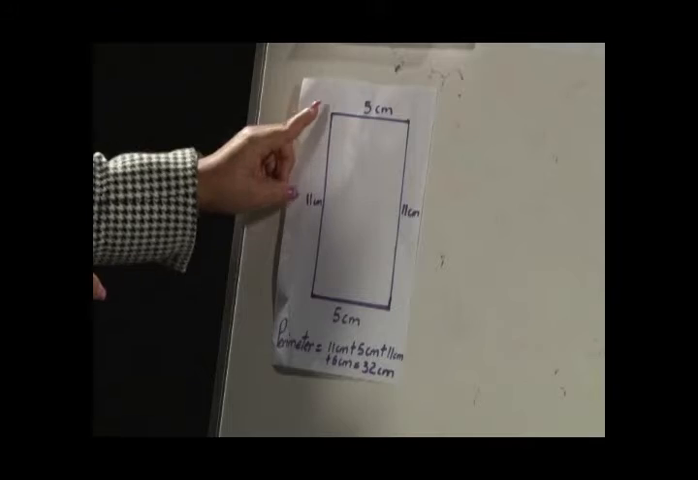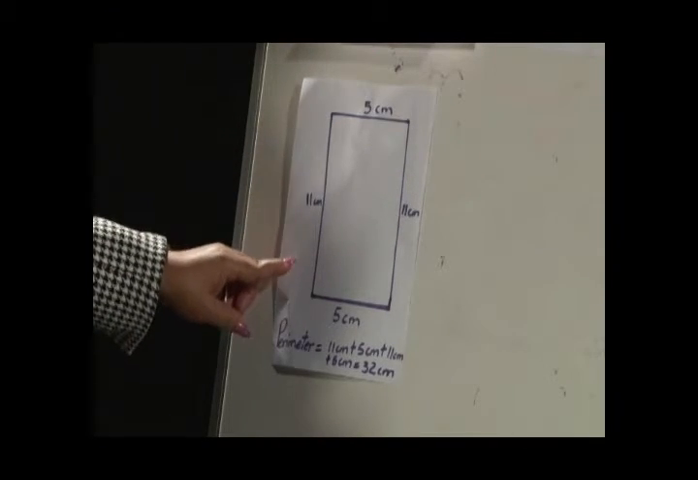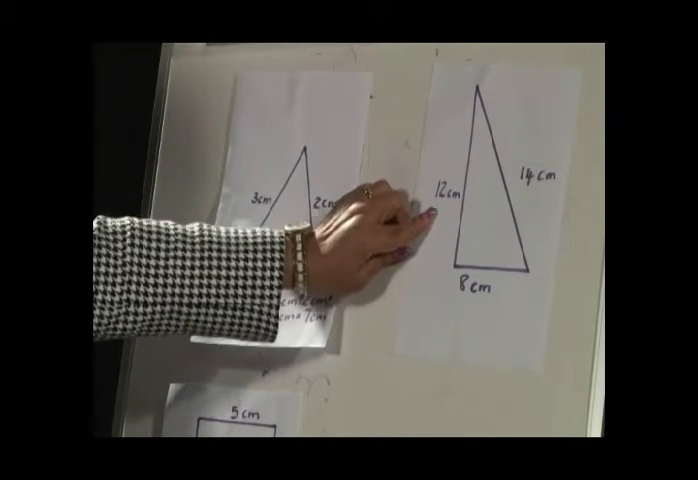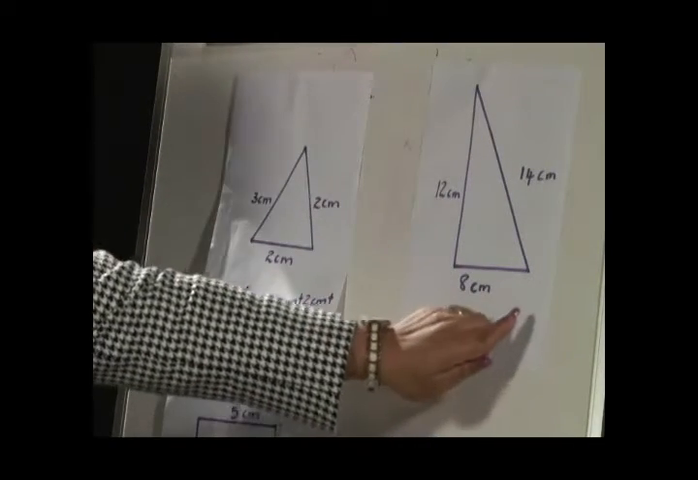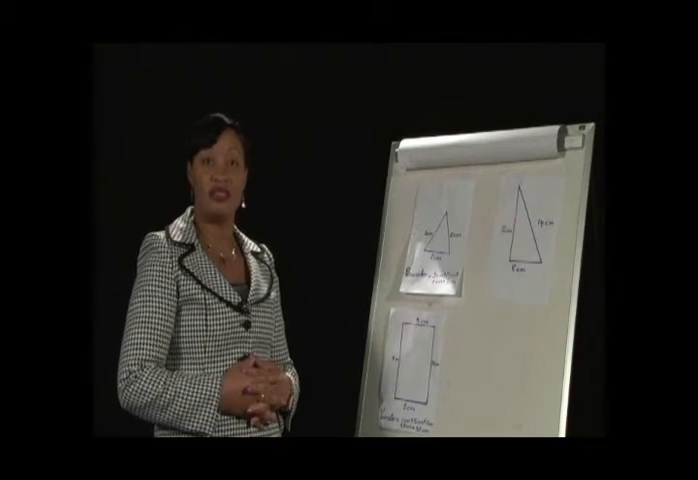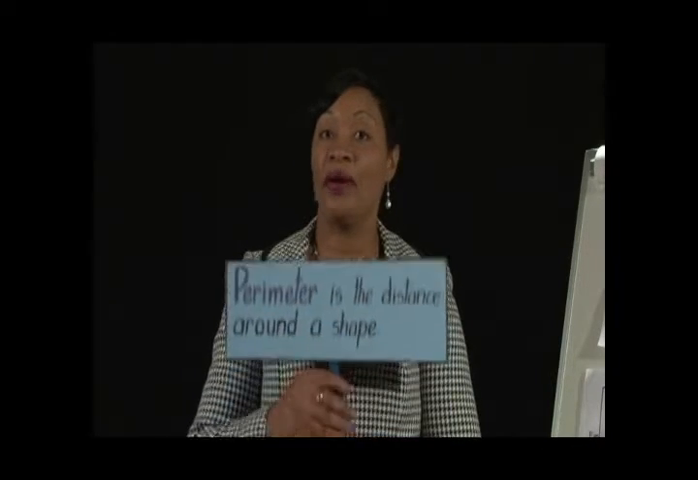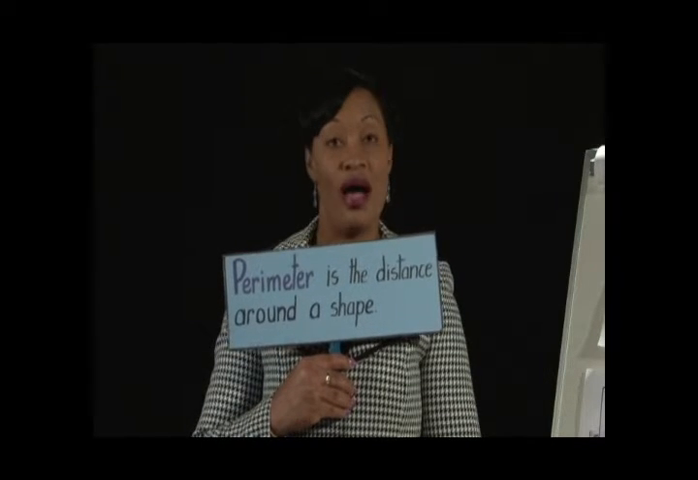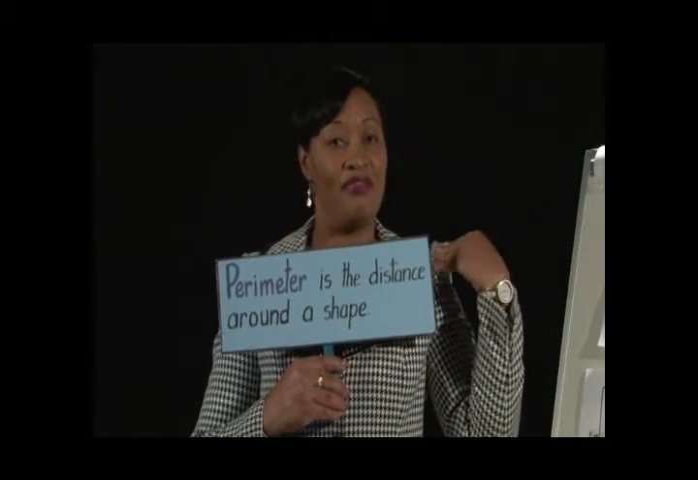I have done another one here for you. Now over here, I'd love for you to work on your own and find the perimeter of this triangle. Remember, perimeter measures the distance around. Is there a smart boy or girl out there who can remind me of what perimeter is? If you said perimeter is the distance around the shape, then you are correct. Tap yourself on the shoulder.